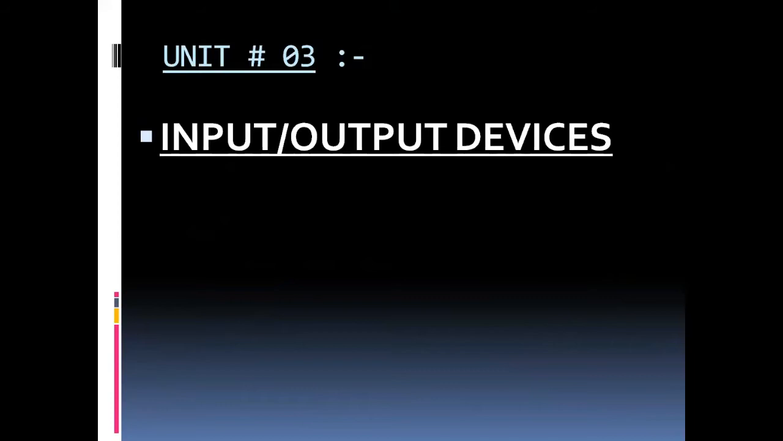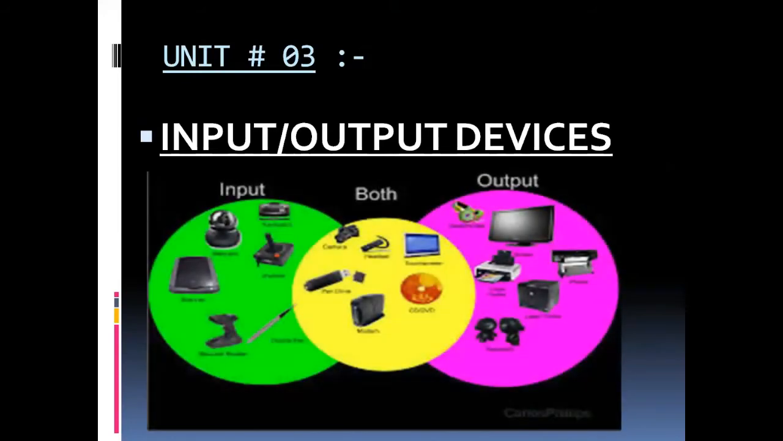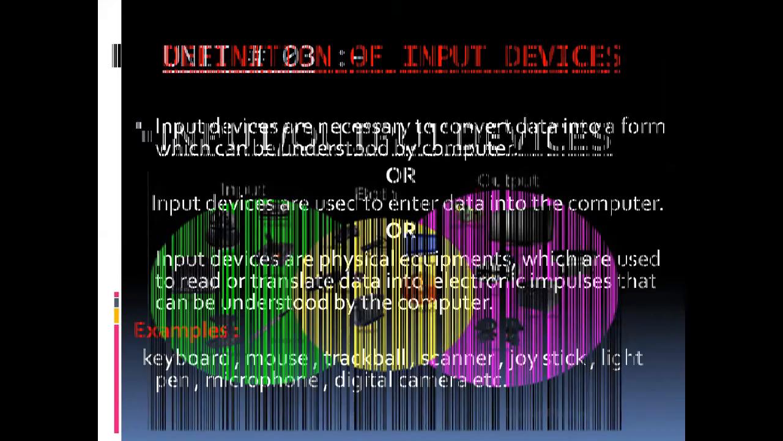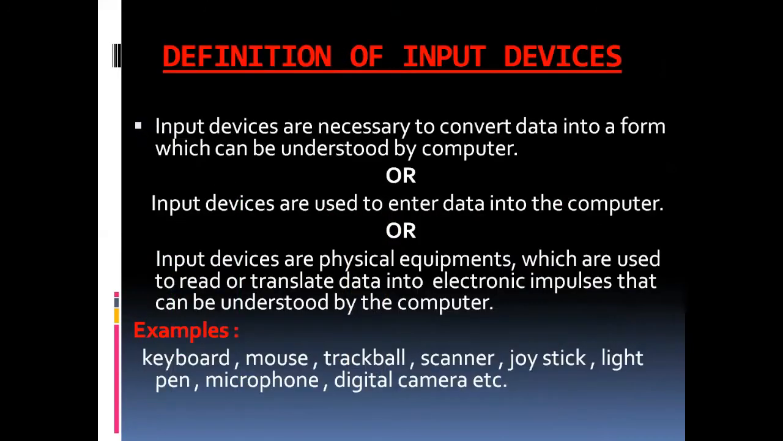Okay, now we start the new chapter, unit number 3: Input and output devices. Now, what is an input device? Input devices are used to enter data into the computer. Devices are necessary to convert data into a form which can be understood by the computer.